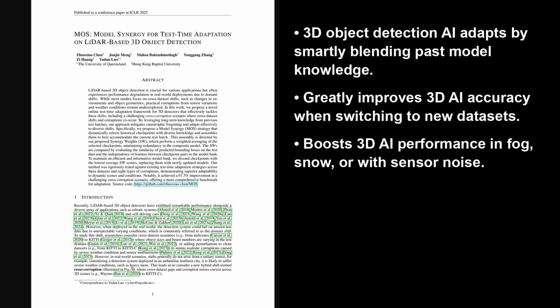We're discussing an ICLR conference paper published just under 4 months ago, MOS, Model Synergy for Test Time Adaptation on LiDAR-Based 3D Object Detection. This paper tackles how AI using LiDAR, a laser mapping tool for 3D object detection, can struggle with new data, a problem called domain shift. The authors introduce Model Synergy, or MOS, a new online test time adaptation, or TTA, framework. Test time adaptation allows models to adjust during actual use, and this paper's Model Synergy approach does this by cleverly blending knowledge from past model versions to handle these shifts.